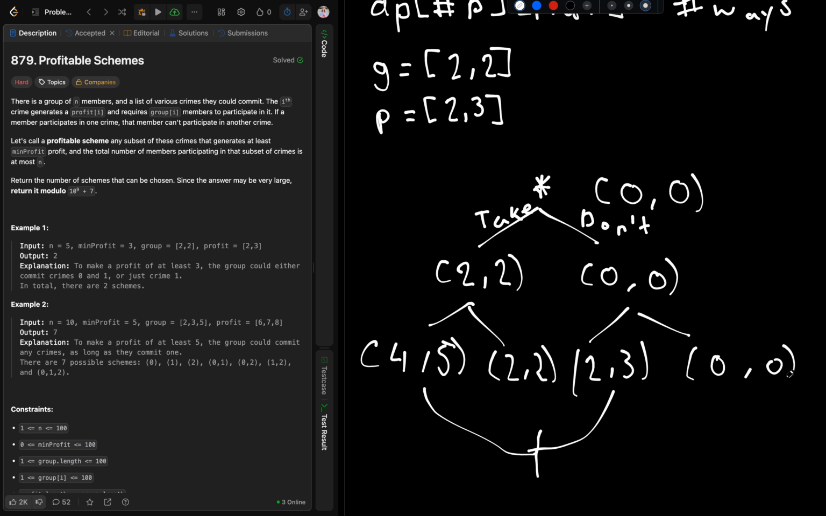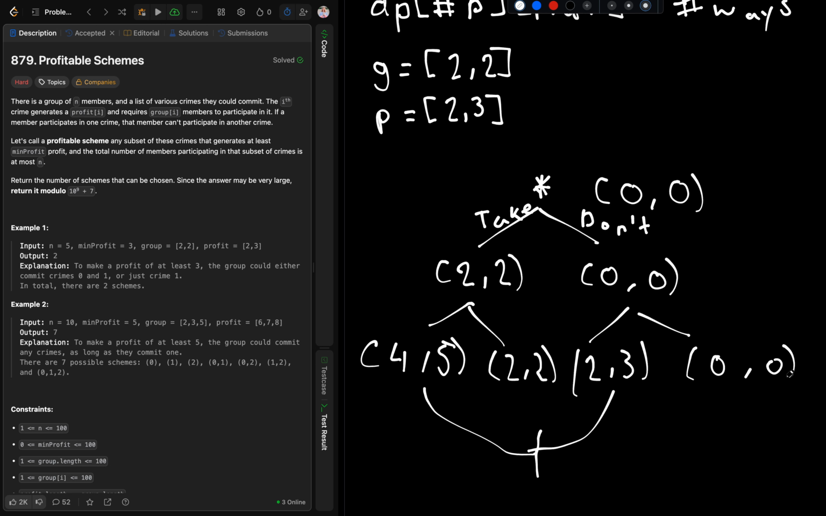So I'll write the code for that now. That's the idea of the problem. I think the top-down method using memoization is a lot easier. But for the bottom-up solution, it's a little bit harder to code up.